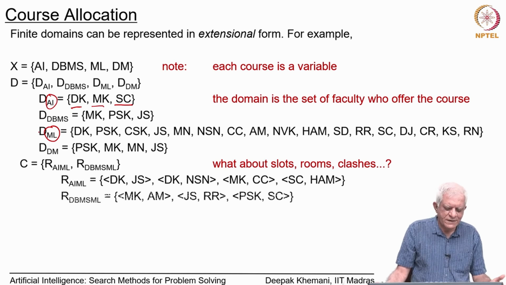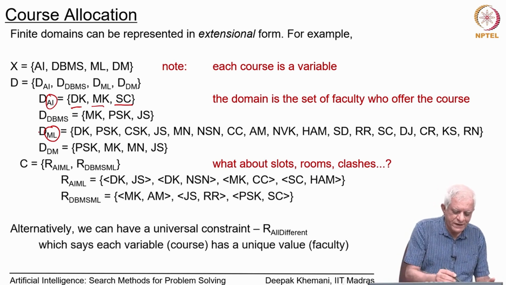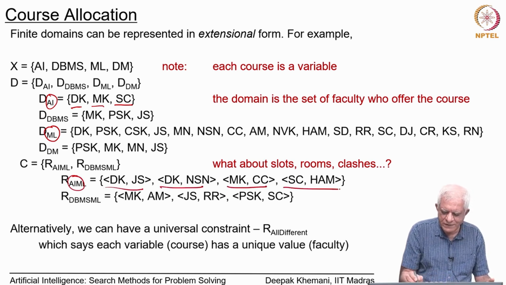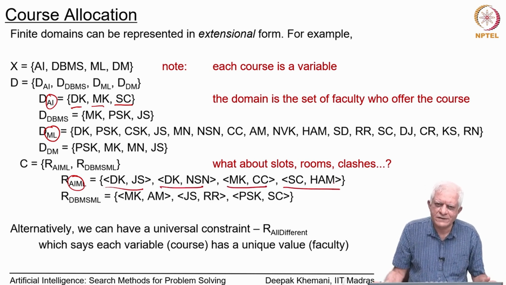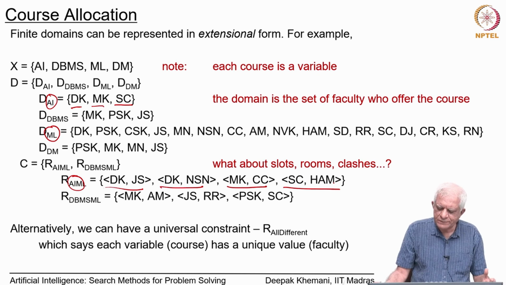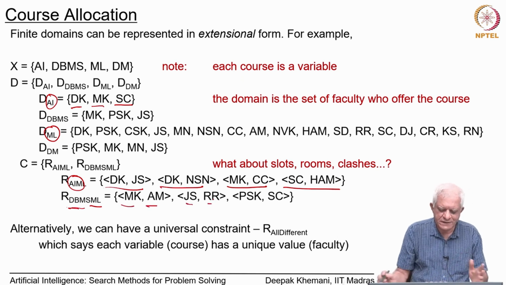We can have domains, we can have constraints. For example, here we have binary constraints, and it says that the combination of AI and ML can be taught by these two people or these two people or these two people or these two people. Any of this combination is allowed essentially. This is again just to illustrate the problem. In the real world you will have to do something a little bit more sophisticated essentially. And here I have simply said that the relation between DBMS and ML is the two faculty who can teach that course respectively essentially.